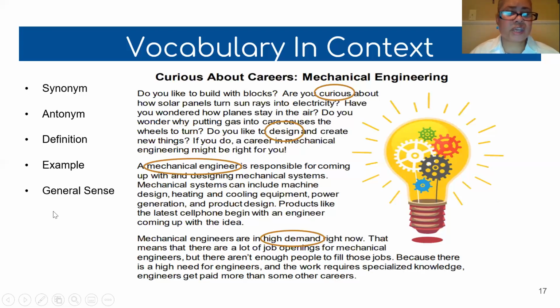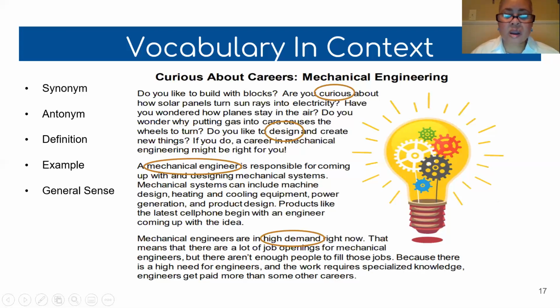The author also gives some examples. And what are they? Mechanical systems that a mechanical engineer would develop would include design, heating and cooling equipment, power generation, and product design. So within this paragraph, the author has included a definition and examples for the term mechanical engineer. Let's look at the third paragraph.